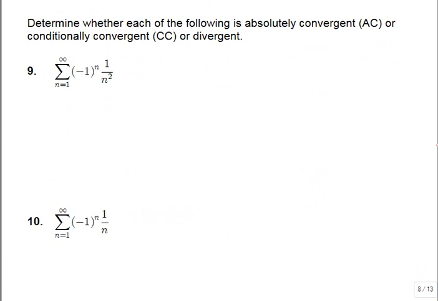So let's determine whether each of the following is absolutely convergent or conditionally convergent or just plain old divergent. So the first thing we're going to do to determine absolute convergence is look at the absolute value. If I took the absolute value of this, all that does is strip away that alternating piece, the -1 to the n, and just makes this become 1 over n squared. Now, is that a convergent series? Yes, this converges because it's a p series with p equal to 2, which is bigger than 1.